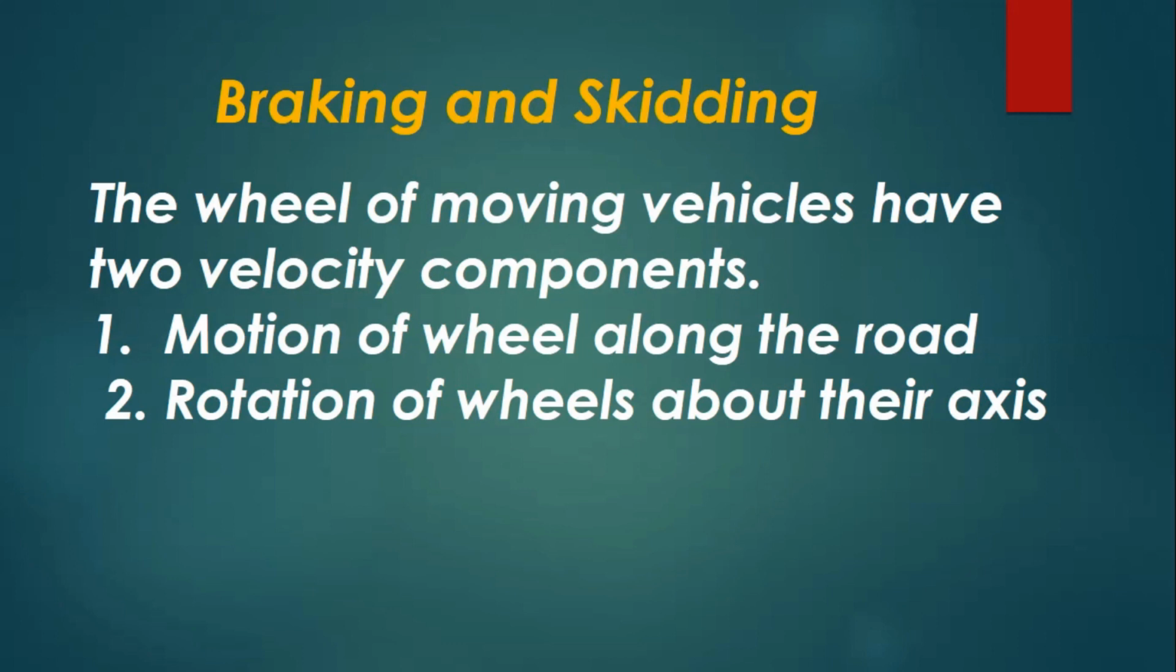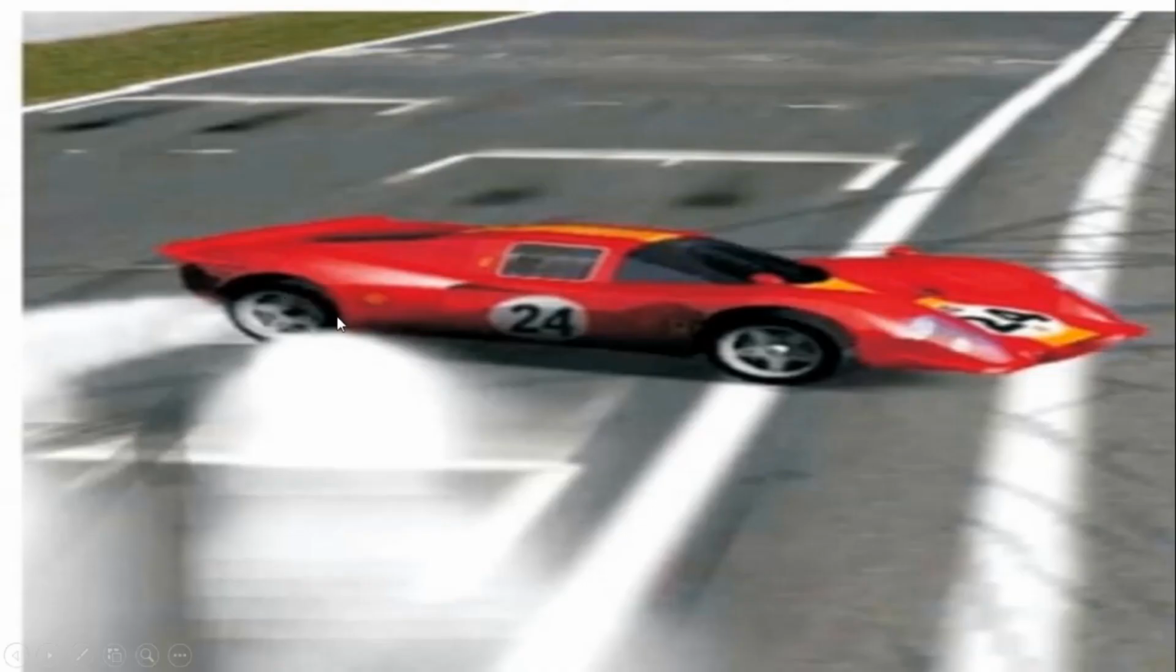Clear? But when the brakes are applied too strongly, the wheels of the car lock up. Now see here, this is a figure, and the tires of this car are locked up. The rotation of the wheels is stopped and the car will be skidding due to its large momentum, and it loses its directional control. That may result in an accident. Understand? Let us see how a car skids.